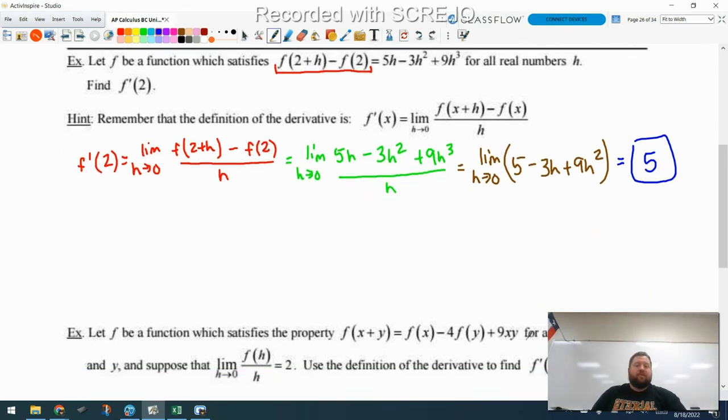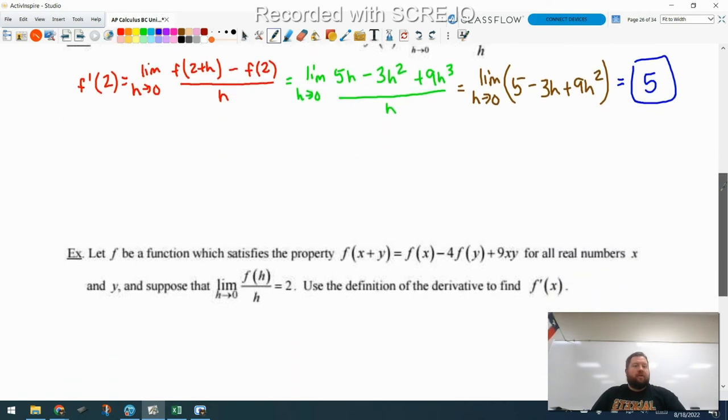All right, this problem is very similar, so I'd like y'all to give that a try on your own. And then unpause the video and see how you did.